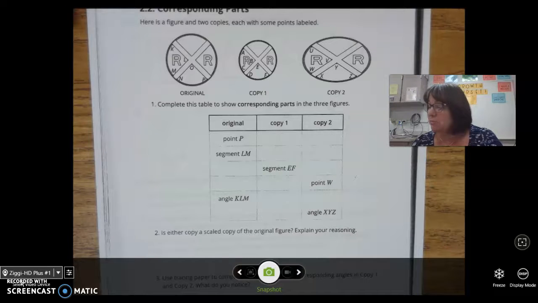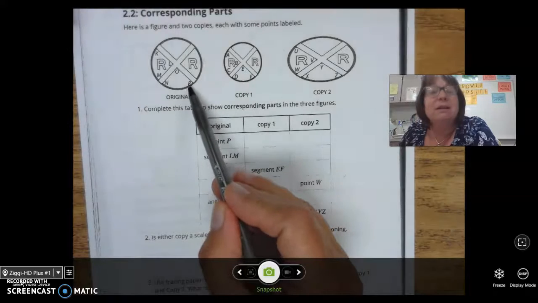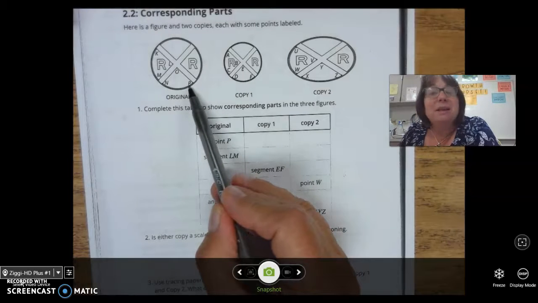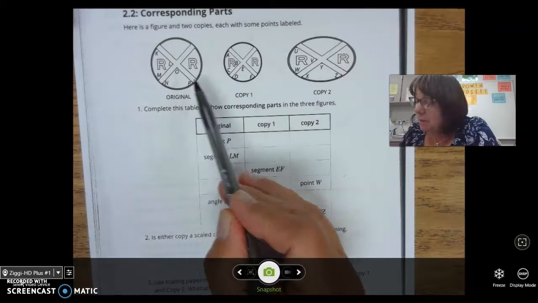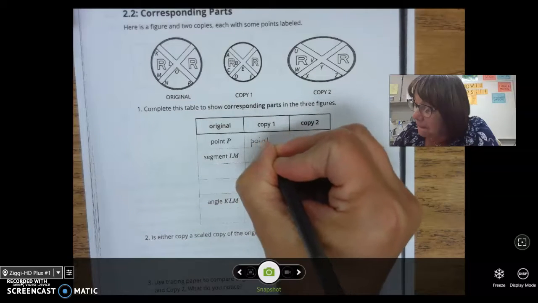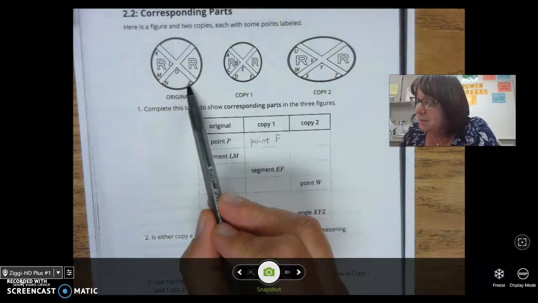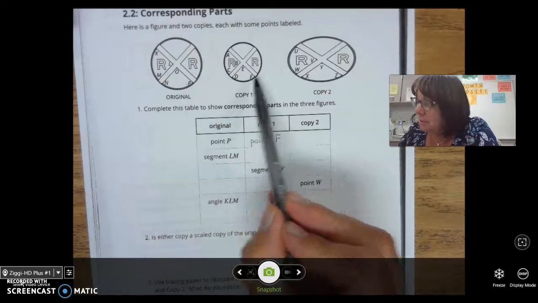We're going to show corresponding parts in the 3 figures. Corresponding means which part is in the same place. So when I look at this and I see point P in the original is right here, the one in the same place would be point F in copy 1. And then look for the point that's in the same place on copy 2, which would be point Z.